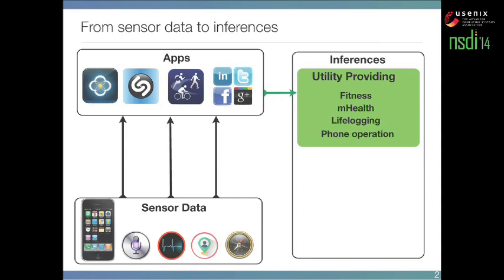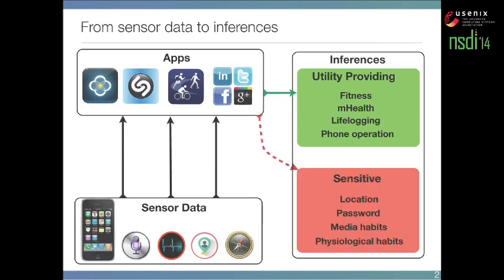Now, using this data, the applications can draw inferences, and some of these inferences are utility providing as far as the user is concerned. That is, this is the reason why the user goes ahead and installs these applications on his phone. But at the same time, the data can be used for drawing inferences which are sensitive or privacy violating for the user. So let's take a specific example here.